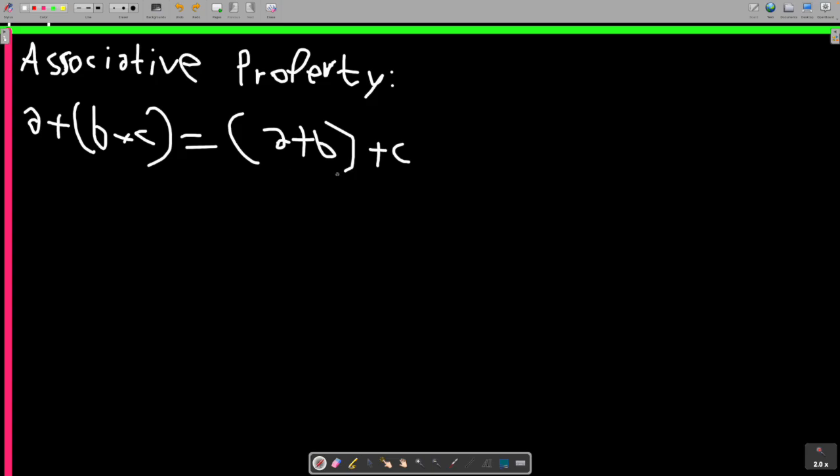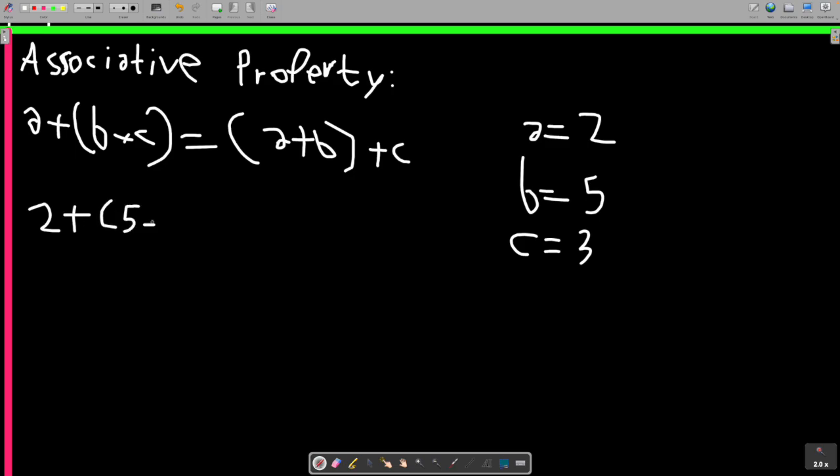So let's try it. Let's say a equals 2, b equals 5, c equals 3. So let's plug these values in. So we have (2 plus 5) plus 3, and that's equal to 2 plus (5 plus 3). So it's the same thing, but the parentheses are in a different place. According to PEMDAS, parentheses have priority, so let's do those first.